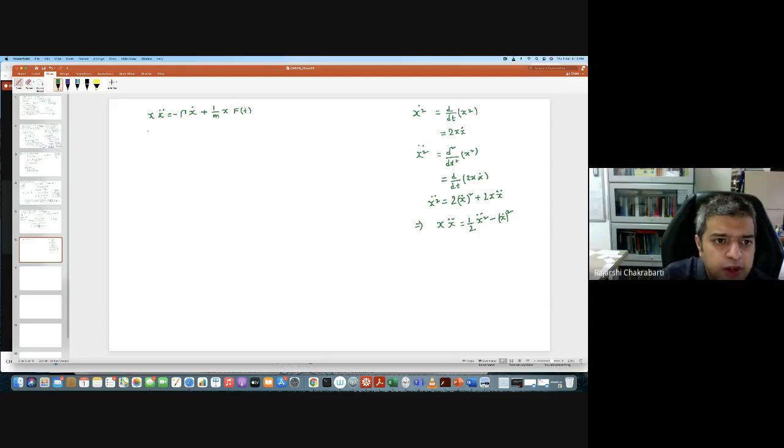This is very simple. So I'll replace this with this. So I am going to have half of (x square double dot minus x dot whole square) is equal to minus gamma x x dot plus 1 by m x F(t). Is this clear? I'm just multiplying both sides by 2.